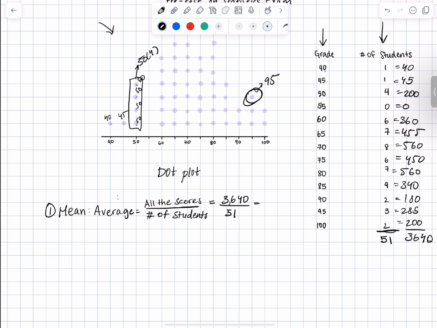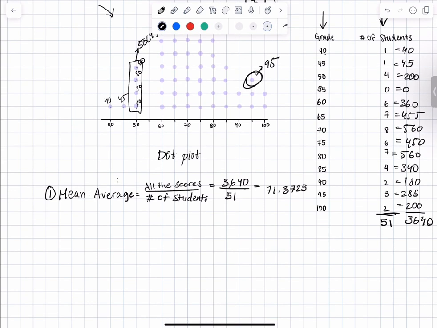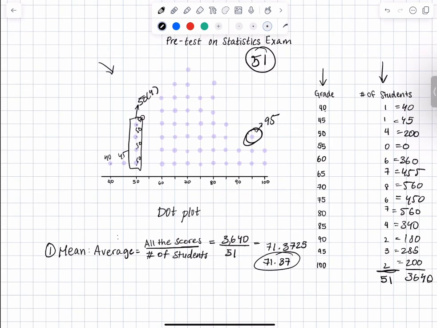So this is what the average, or the mean, equals. 3,640 divided by 51 equals 71.3725. So you get this decimal number. You can round to the nearest hundredth, so that would be 71.37. This is the average. So the class overall did pretty okay, I would say, on this pretest. 71% being the average, most students got somewhere around 71.